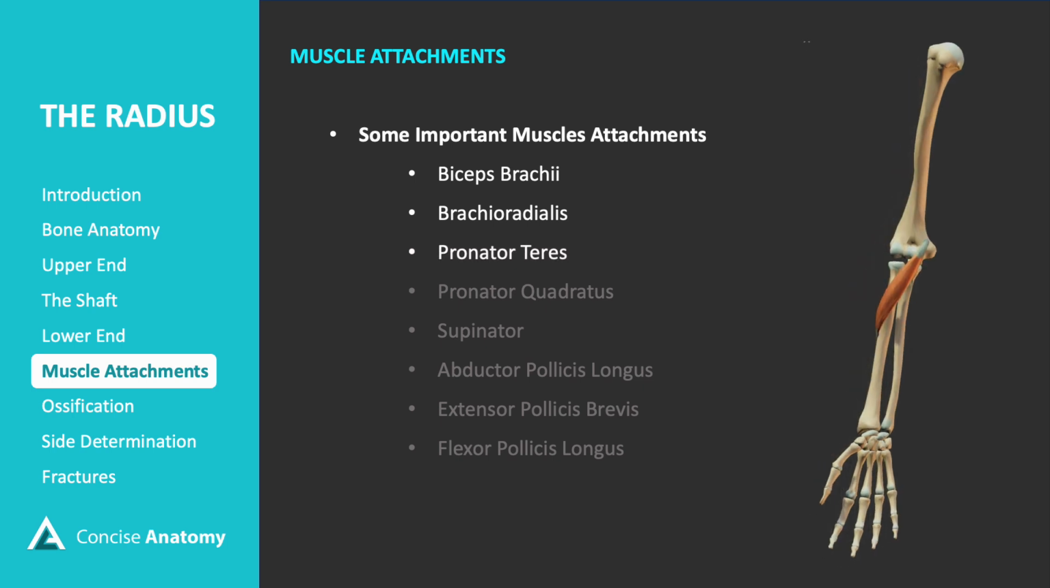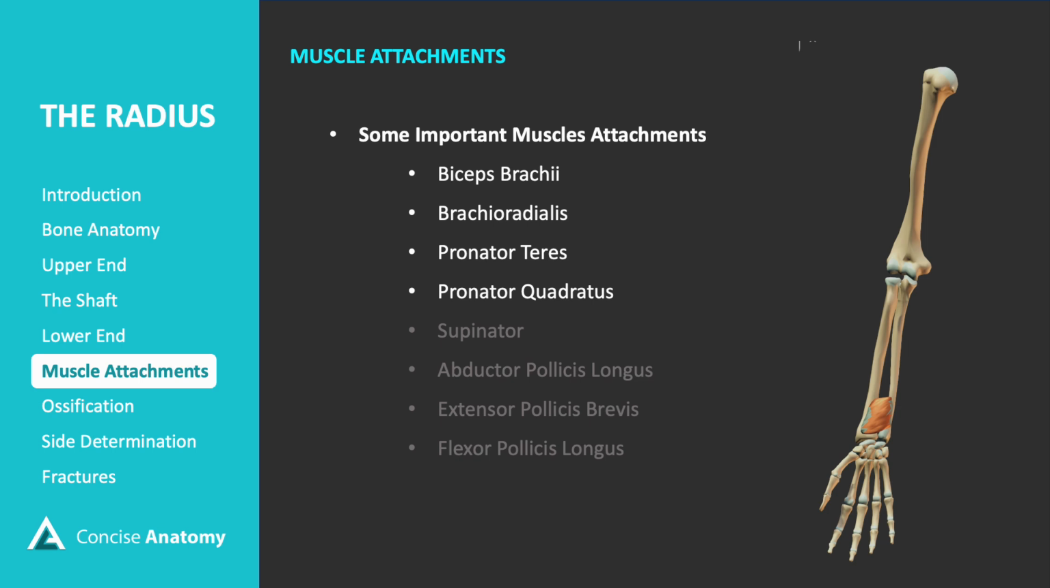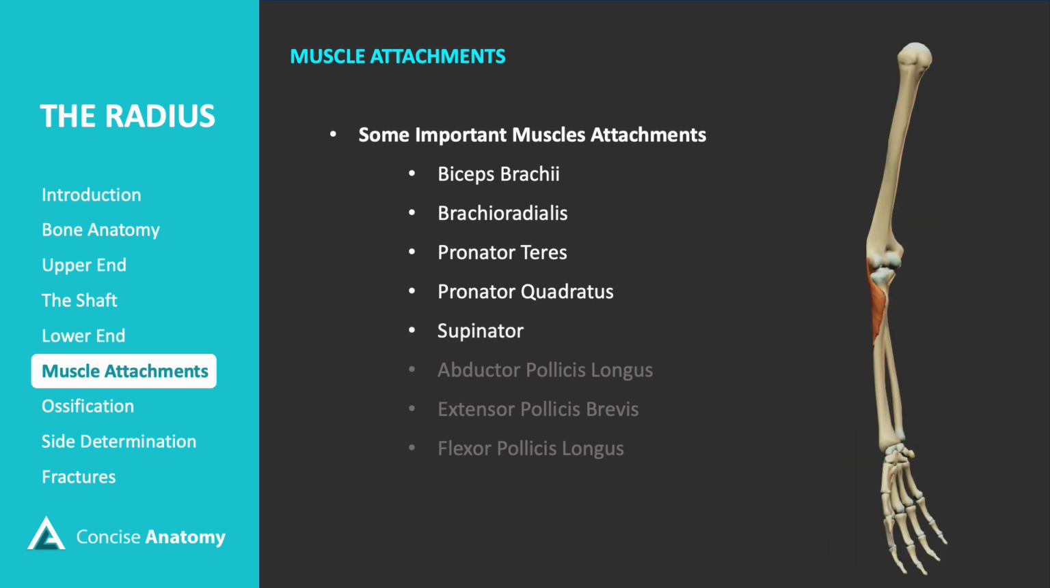The pronator teres attaches to the middle of the radius, helping in forearm pronation. The pronator quadratus inserts into the anterior surface of the distal radius, also assisting in pronation of the forearm. The supinator attaches to the proximal radius, facilitating supination of the forearm when the elbow is extended.